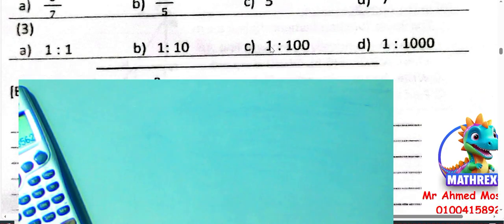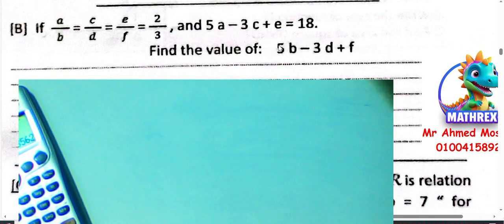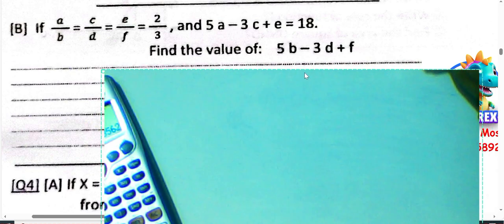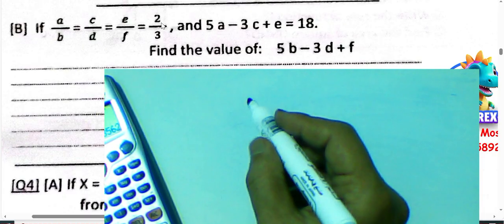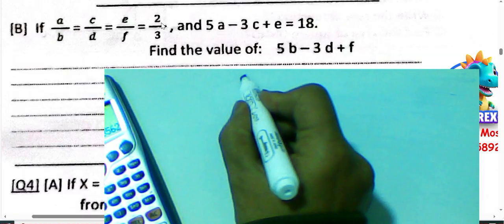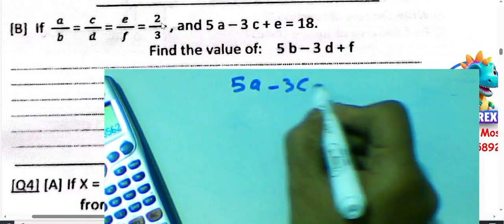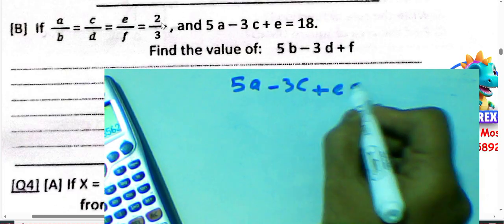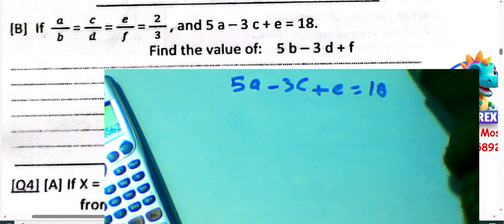Okay, we have the question here. Question letter B. Find the value of 5B minus 3D plus F. He gives me this information: A over B equals C over D equal E over F equal 2 over 3. Okay. We can find the result by writing A equal B product by 2. He gives me 5A, look at here, 5A subtract by 3C plus E equal 18. From the equation here, we can write A equal B times 2 over 3.